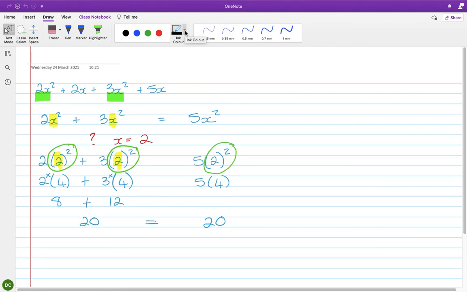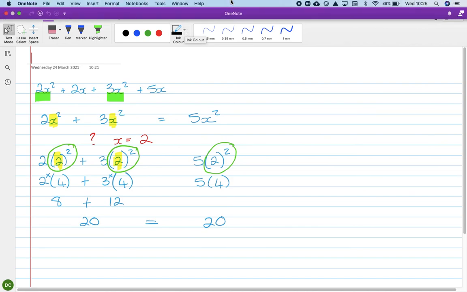Absolutely excellent question. Very impressed. But hopefully that explains that it is the same. Okay, so when you simplify the way I showed you to in the example, if you were asked to sub in a number, it does work. All right, hope that helps.